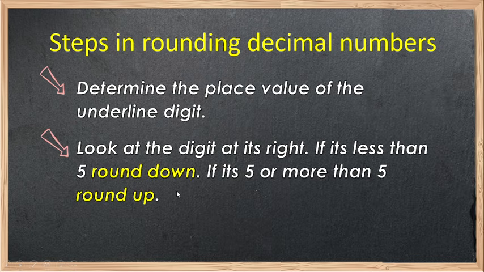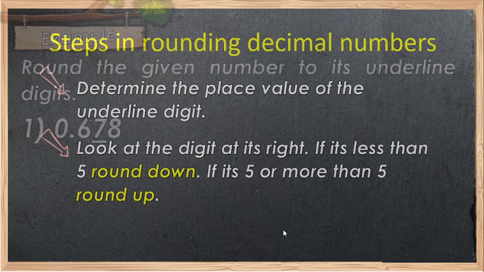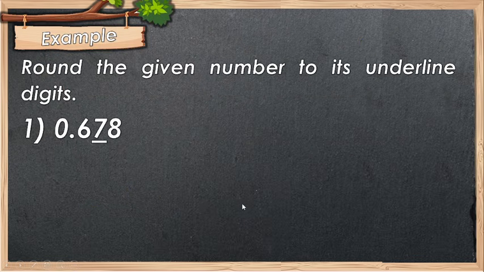Next, you need to look at the digit at its right. If it's less than 5, round down. If it's 5 or more than 5, round up. You need to plus 1. Okay, and then let's have the example.